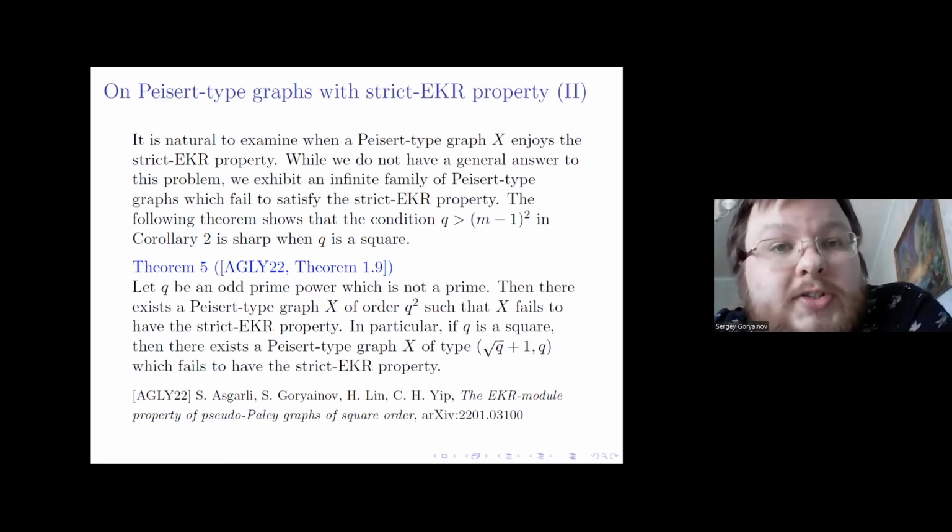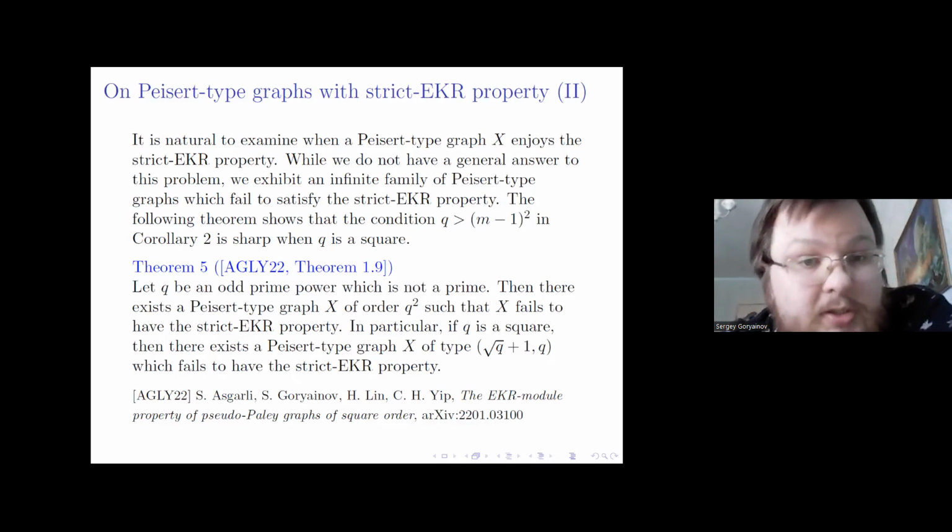It's natural to examine when a Peisert-type graph X enjoys the strict EKR property. While we do not have a general answer to this problem, we exhibit an infinite family of Peisert-type graphs which fail to satisfy the strict EKR property. The following theorem shows that the condition Q is greater than (m-1) squared in corollary 2 is sharp when Q is a square.